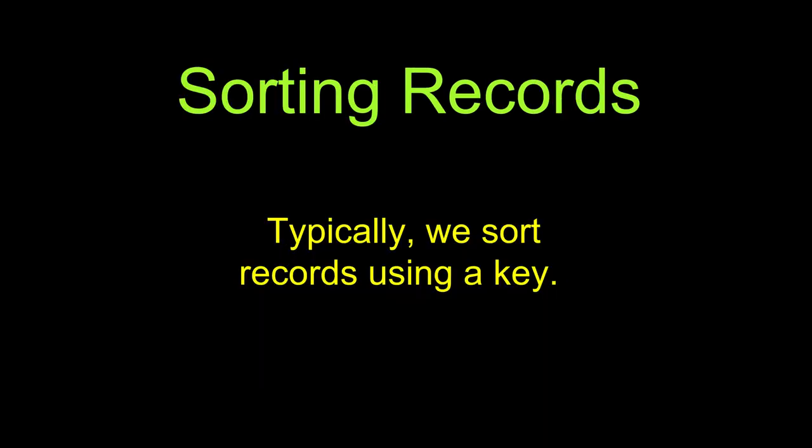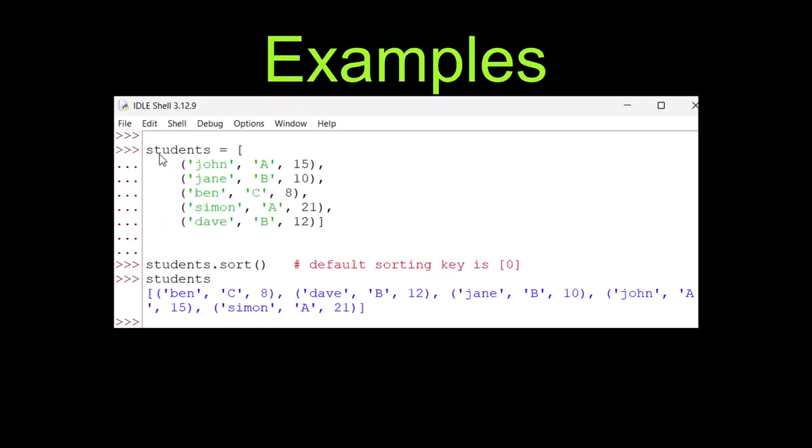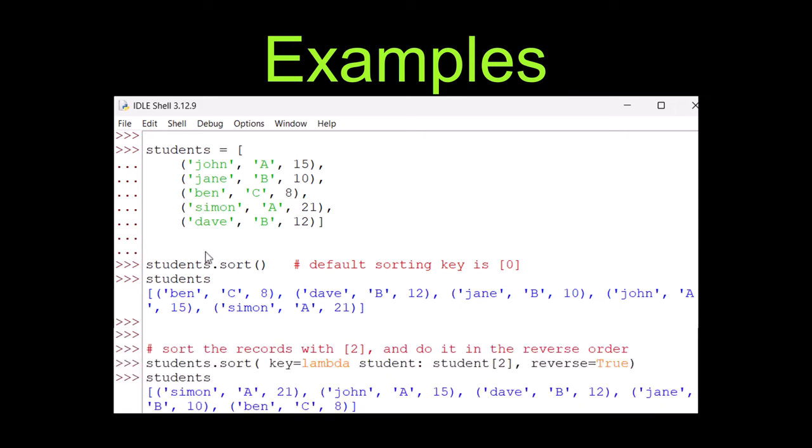For sorting records, each record usually has a key and other info that we need to move together with its key when doing sorting. Let's see some examples. Here we have students' records, with the name, the grade, and a score for 5 students. When we do students.sort, the default key is the index 0. That means we sort by the names of the students. So Ben with B comes first, followed by Dave with D, then J for Jane, and then J for John, and last Simon with S.